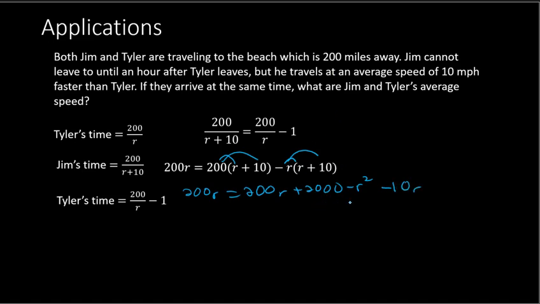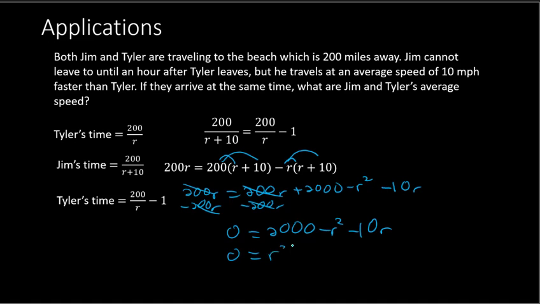Alright, so from here we want to set equal to 0. We want the r squared term to be positive. So let's bring everything to the left side to make that happen. So if we subtract 200r to bring it to the left side, that actually cancels out right away. So now we have 0 equals 2,000 minus r squared minus 10r. What we can do, instead of bringing everything to the left, is multiply everything by negative 1, which will have the same effect as bringing everything to the left side. So basically just change the signs to get r squared, positive 10r, and then negative 2,000.